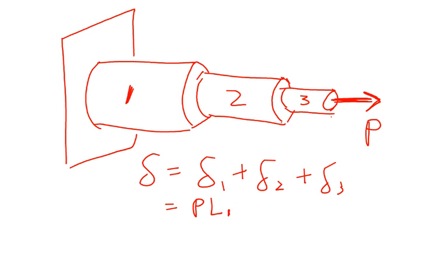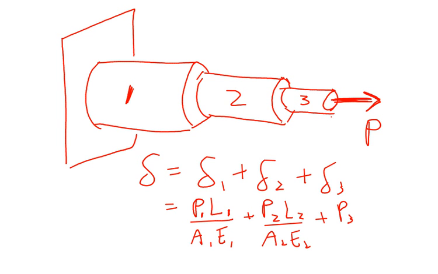P1 L1 over A1 E1, right? It could be 3 different materials, plus the force in 2, length of 2, A2, E2, plus P3, L3, A3, E3. Okay? So the idea here is very simple, right?